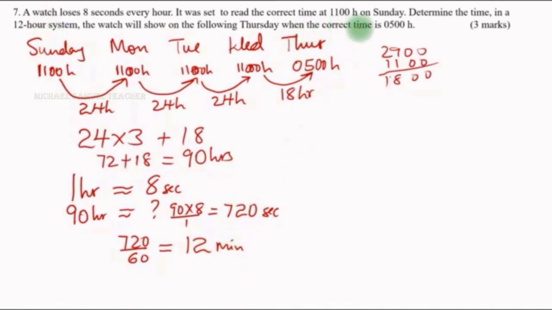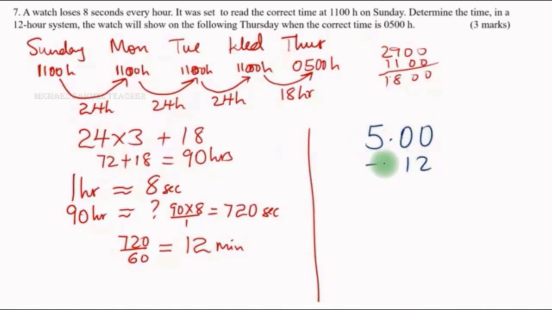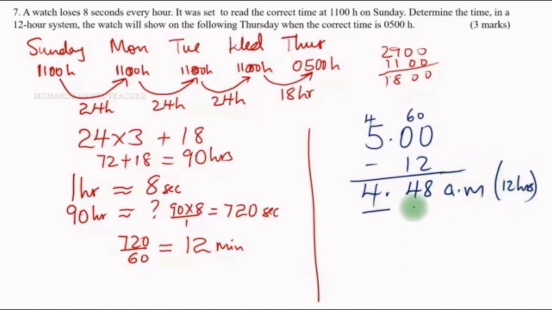So what will be the correct time when the correct time is 05:00? What will the watch actually show? For the watch, this will be 5. We subtract 12 minutes. We borrow 1 hour here, so this will be 4. So now we have 60. 60 minus 12 is 48, and then 4. So the watch will show the time 4:48, and it is AM. So that is the answer in the 12-hour system.